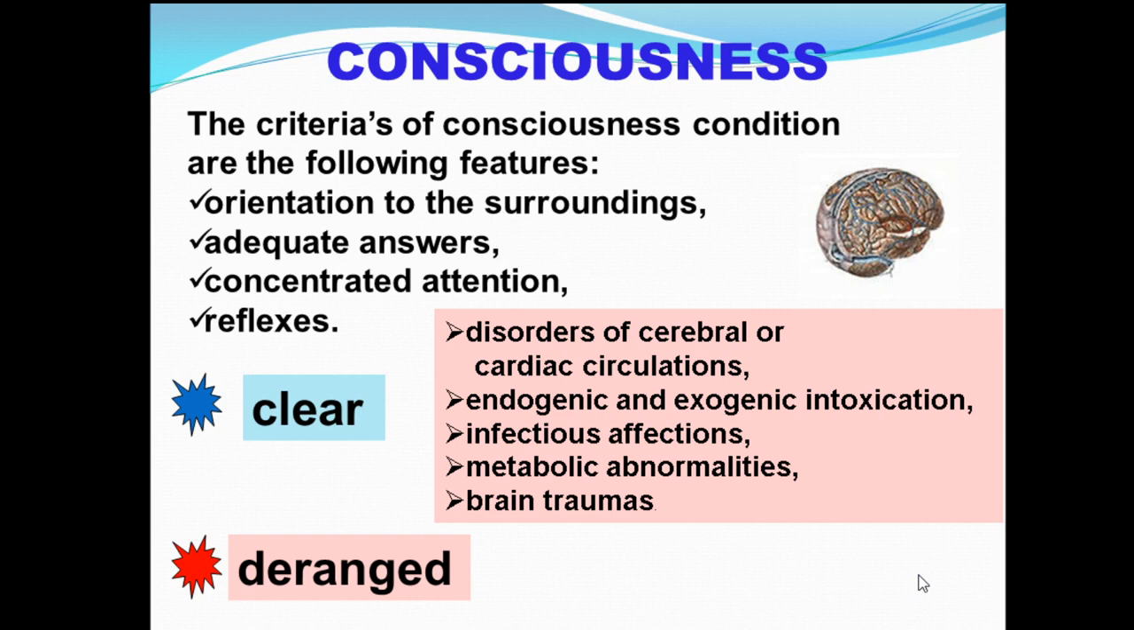consciousness disorder due to disordered cerebral or cardiac circulation, because the brain is very sensitive to hypoxia. And you understand transport of oxygen is tightly correlated with adequate blood flow. Some intoxication, endo or exogenic, due to infectious affection, due to some metabolic abnormalities, and pathology of the brain: trauma, new growth, and any other pathology, which we'll continue to discuss during our course.